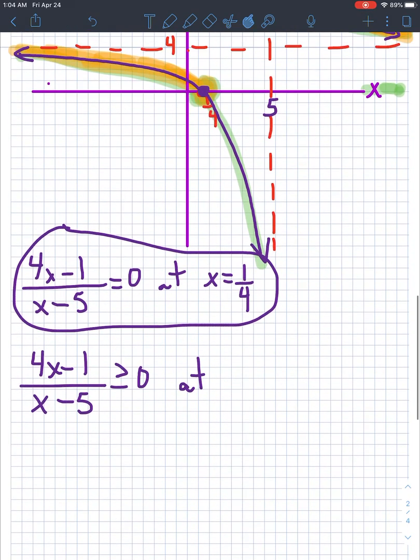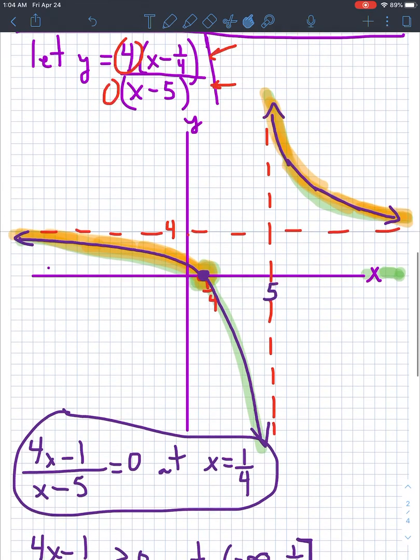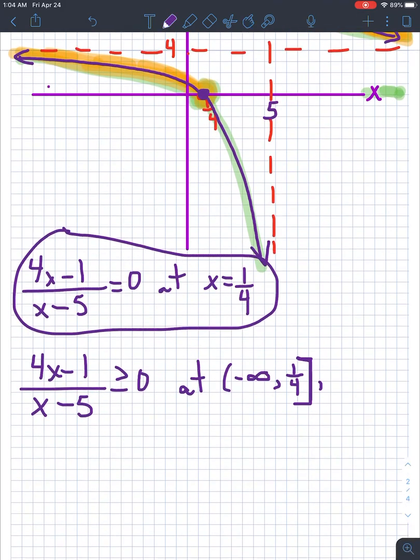Okay, so we're just going to say that happens from negative infinity all the way to 1/4, and 1/4 counts, so I'm going to put a square bracket to say that is actually a value that is part of it. And then again from 5, but not including 5, because that's an asymptote. So we get a round bracket all the way to infinity, round bracket. We do have a square bracket here because 1/4 does count. We have a round bracket here because 5.000001 counts, but 5 doesn't count. 5 is undefined at that spot.